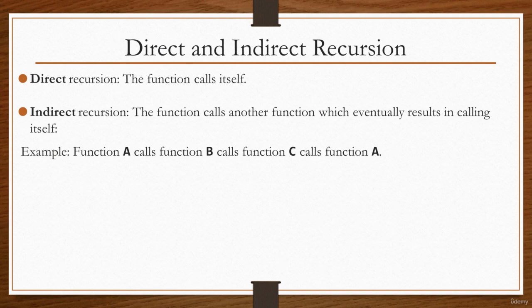The example that we looked at in this video was direct recursion, where the function calls itself. But you also have indirect recursion, and in that case the function calls another function, which eventually results in calling itself. So as an example, function A calls function B, that can call another function C, which can eventually call function A. That is an example of indirect recursion. Of course you can have function A calls function B calls function A, so indirect recursion can have many layers.